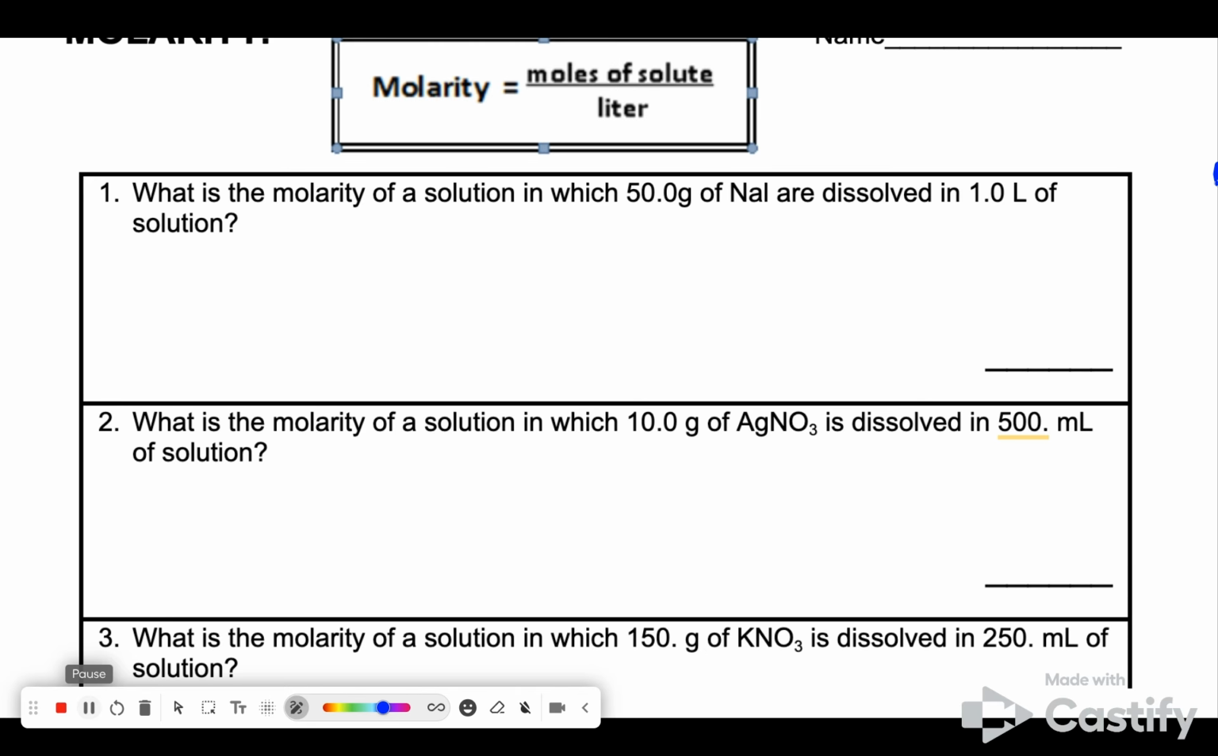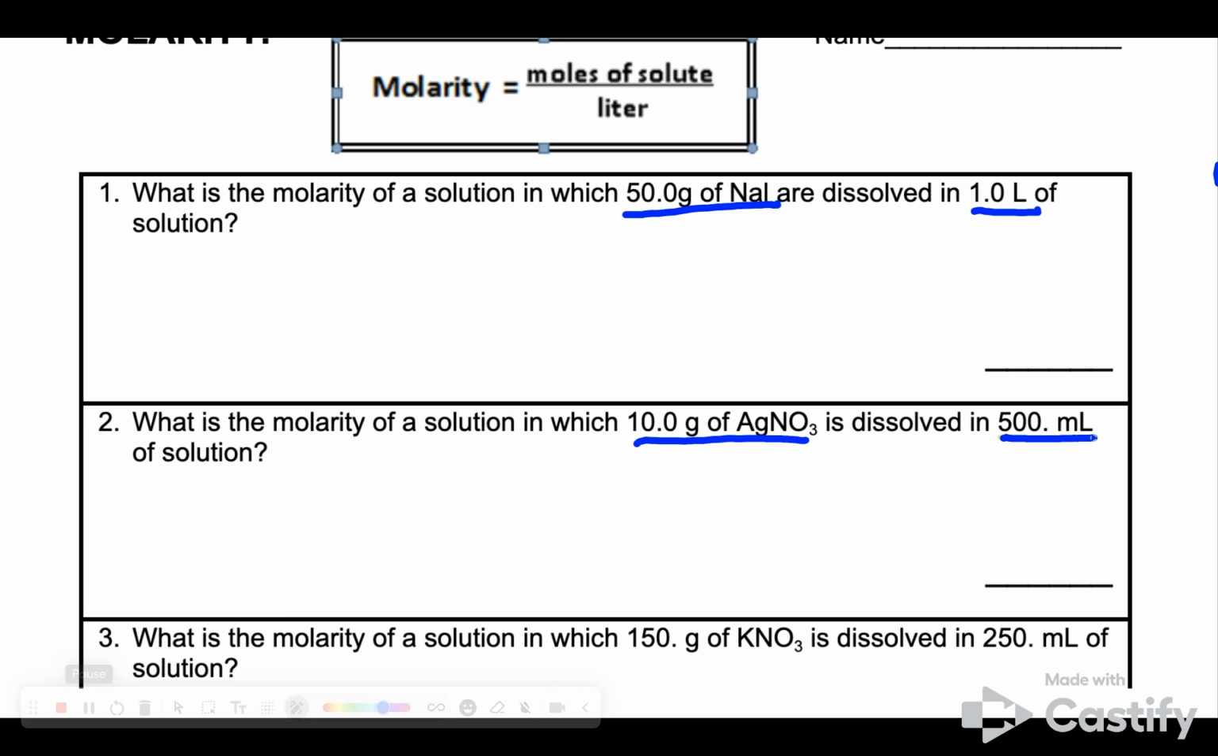All right, on the next page in your packet are some examples for you to go through to solve. So let's go ahead and try the first one together, and then you can do 2 and 3 on your own. So it says, what is the molarity of a solution if 50 grams of NaI are dissolved in 1 liter of solution? And number 2, actually I'm going to do number 2 because there's an extra step to it. If you look here, this is already in liters, so you don't need to convert that. This one here, you have to convert to moles. In our second example, what is the molarity of the solution with 10 grams of AgNO3 in 500 milliliters?